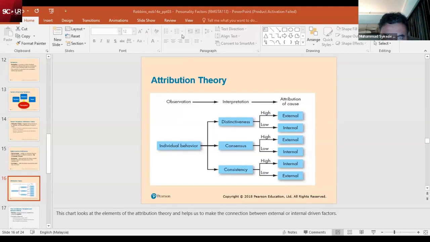Rizwana asks, distinctiveness, a specific form of expression of emotion? No. Distinctiveness is perbezaan behavior antara satu situasi dengan situasi yang lain. That's distinctiveness. Okay. Katakan contoh how is it related to the office, to the office environment.